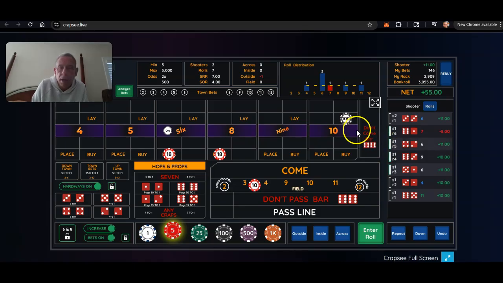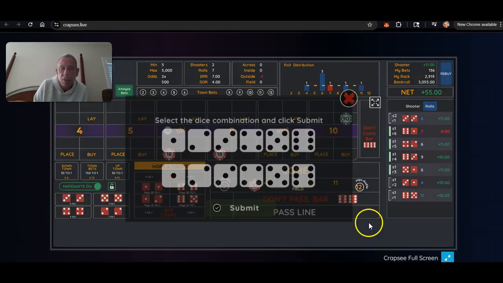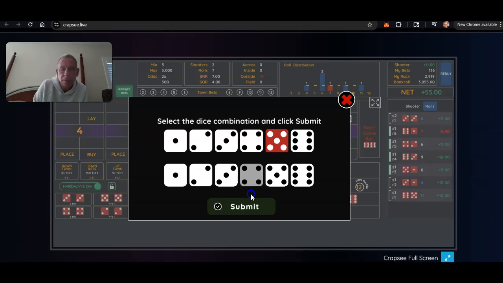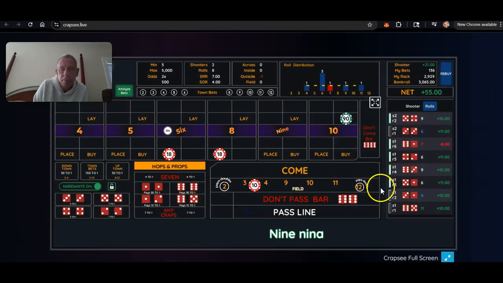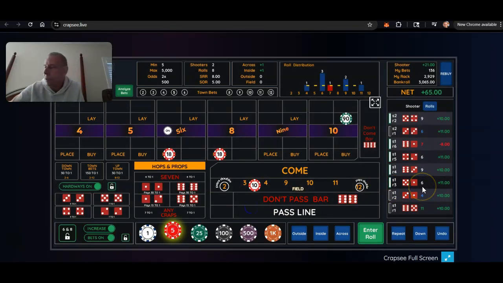All right, so we're gonna drop this by 10. And now we're only covered for 90. Well, we have a $90 lay bet. Okay, there's a 9. That's going to give us profit in the field. Nina. All right, let's keep going. We're up 65. All right, 5 and 2, 7.